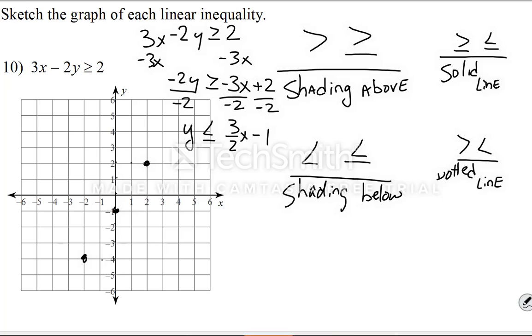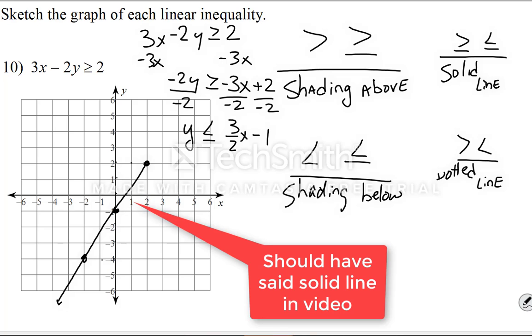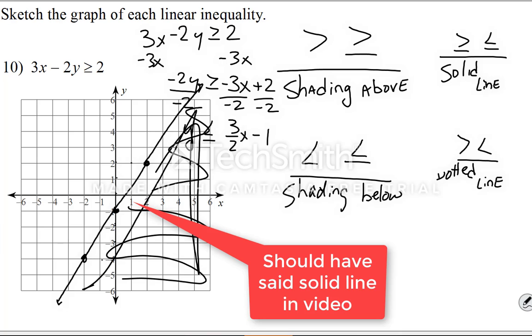It has an equal sign underneath the inequality, so I know that it's a solid line. And then it's less than, which means I'm shading below -1. -2, -3, -4. So there you go.